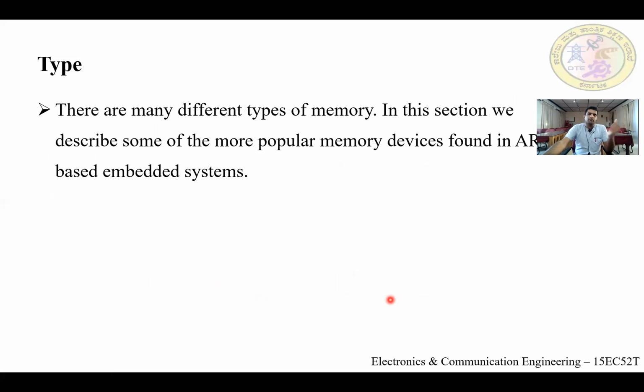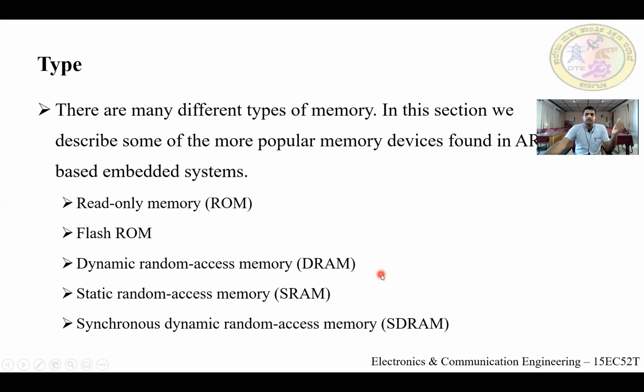There are many different types of memory. In embedded systems, we are using several types of memory, listed below. Read-only memory, that is ROM, flash ROM, dynamic random access memory, DRAM, static random access memory, SRAM, and synchronous dynamic random access memory, that is SDRAM. These are the several types of memory generally used in embedded systems.